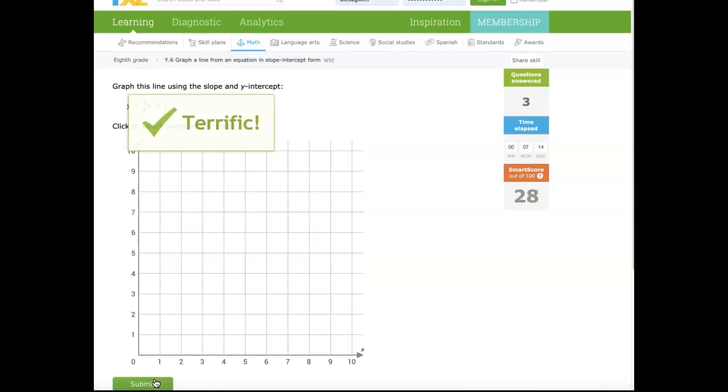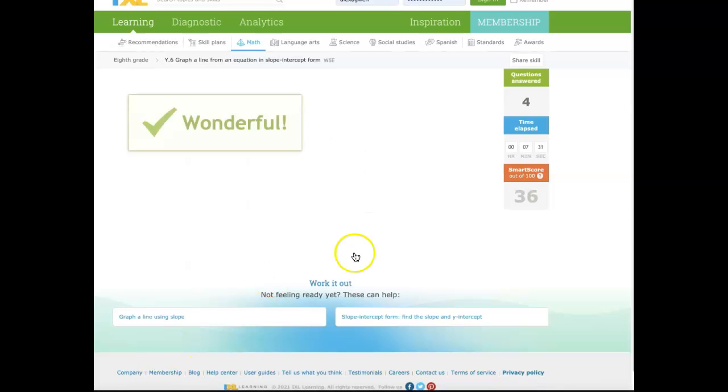And you can see the SMART score is going up. All right, so 1 is my starting point. My rise is 1, my run is 9. Good. Check again, 1 and over 9. Good. SMART score is going up.